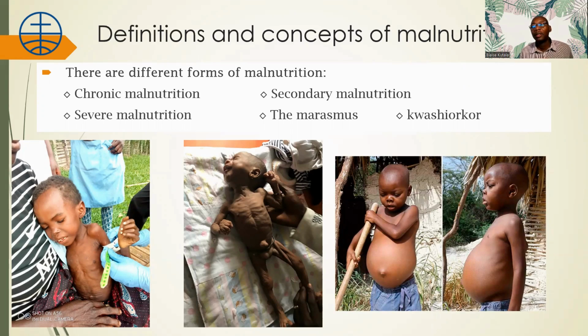Severe malnutrition is a chronic malnutrition. Among the severe malnutrition, we have marasmus, that is a severe deficit in calories and proteins. It is characterized by low weight for height, while kwashiorkor is a serious deficiency of proteins rather than calories. Kwashiorkor is diagnosed by the presence of bilateral edema of the lower limbs.